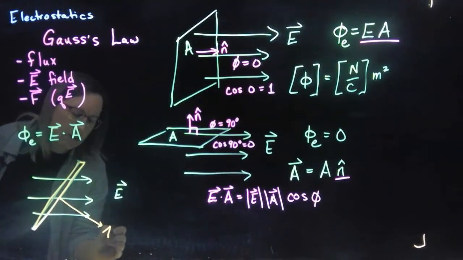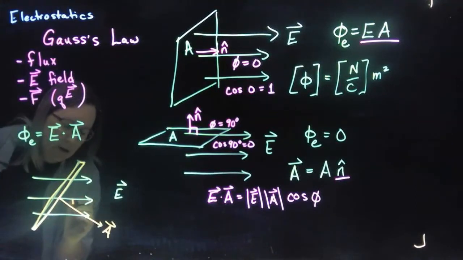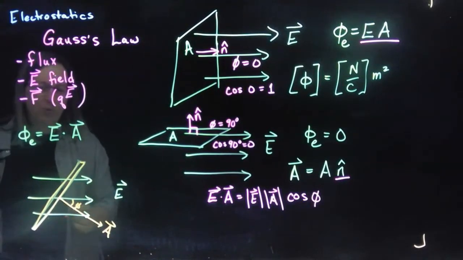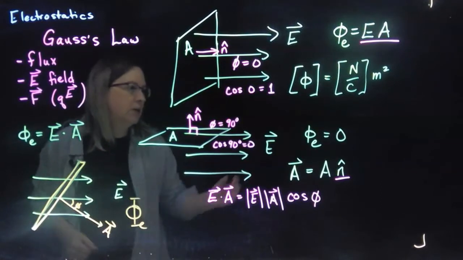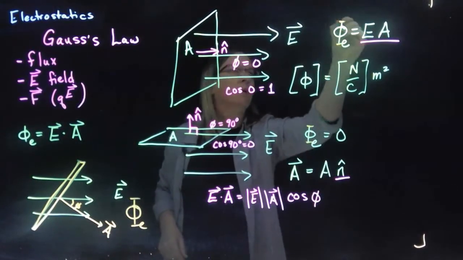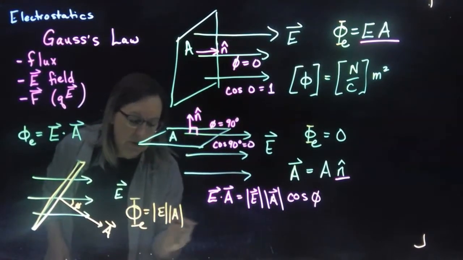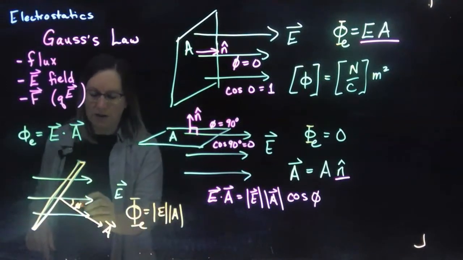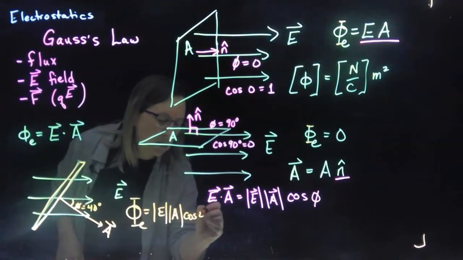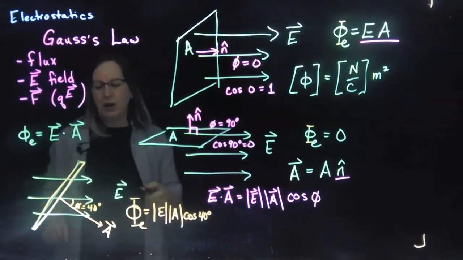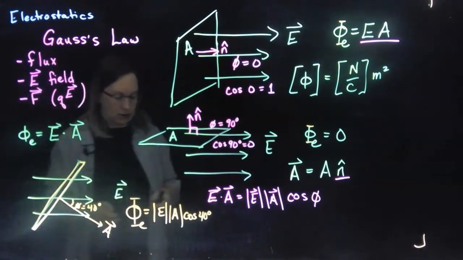Notice that would be the direction of my area vector. And so the angle between these two would then be this phi right there. And so my flux, which is a capital phi, sorry, I'll make it capital here, is equal to the magnitude of E times the magnitude of A times the cosine of this angle. If this is 40 degrees, then that would be cosine of 40 degrees. And what that would do is pick up the amount of this area that's capturing these field lines, if you like.